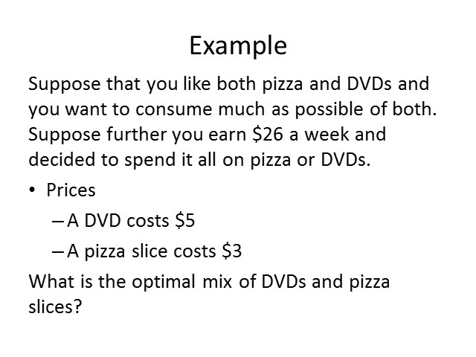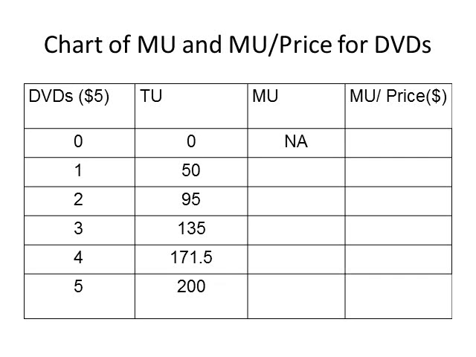Suppose that you like both pizza and DVDs and you want to consume as much as possible of both. Let us suppose further that you earn $26 a week and decide to spend it all on pizza or DVDs. The prices for our two goods are: a DVD costs $5, a slice of pizza costs $3. So what is your optimal mix of DVDs and slices of pizza?